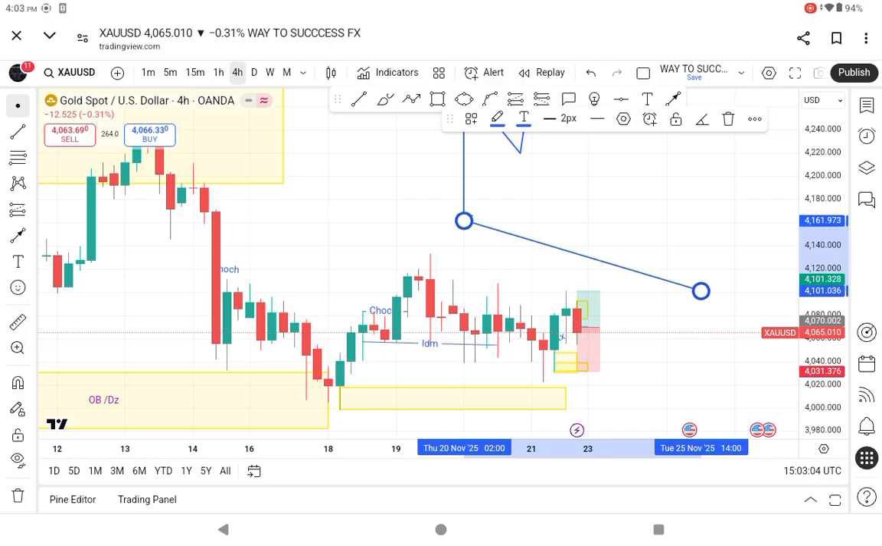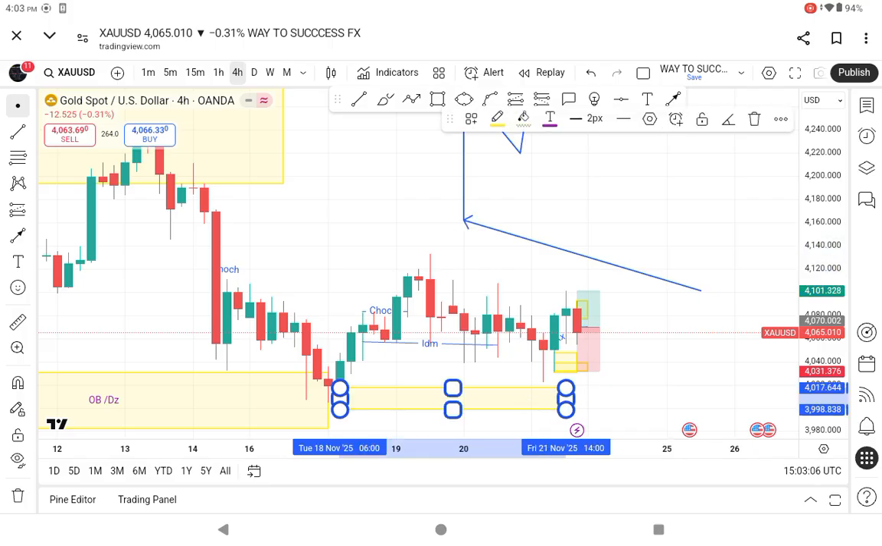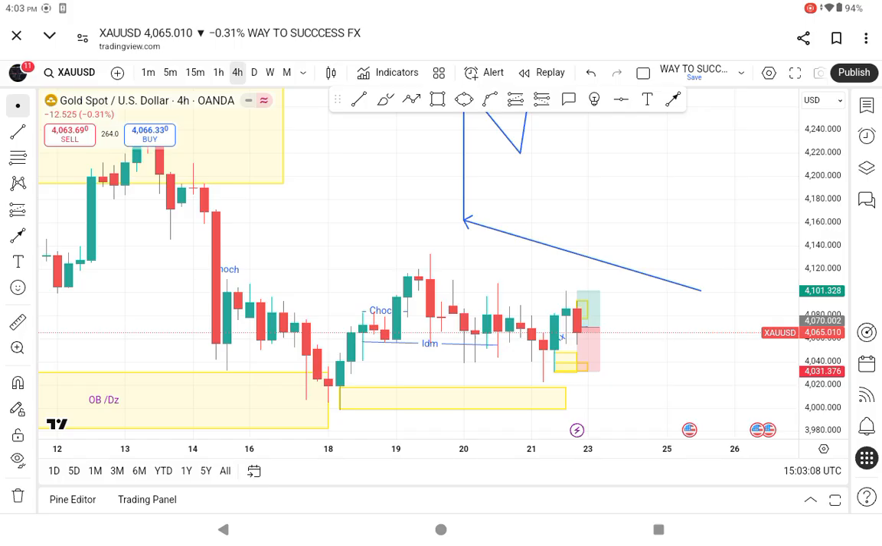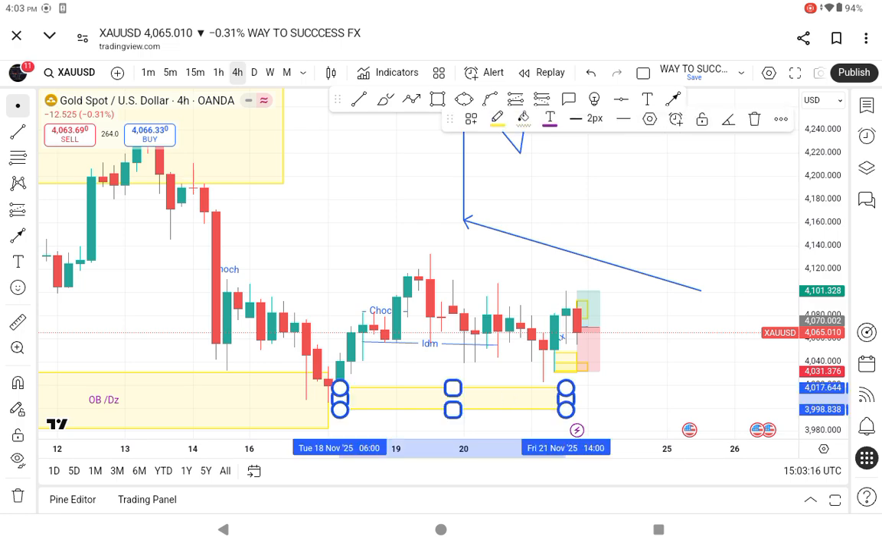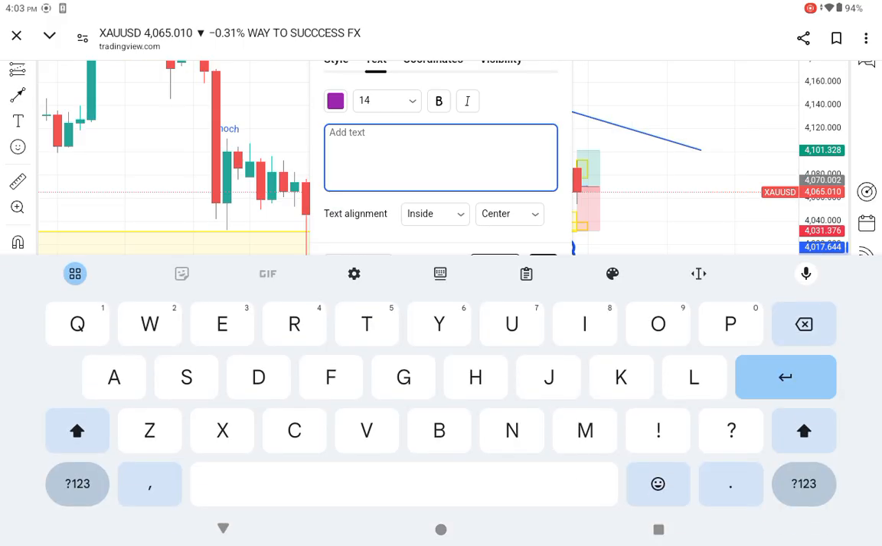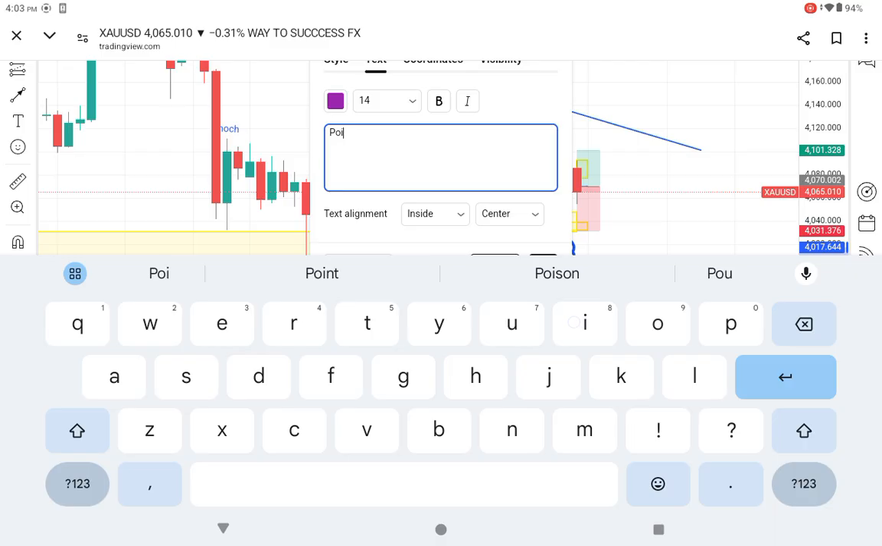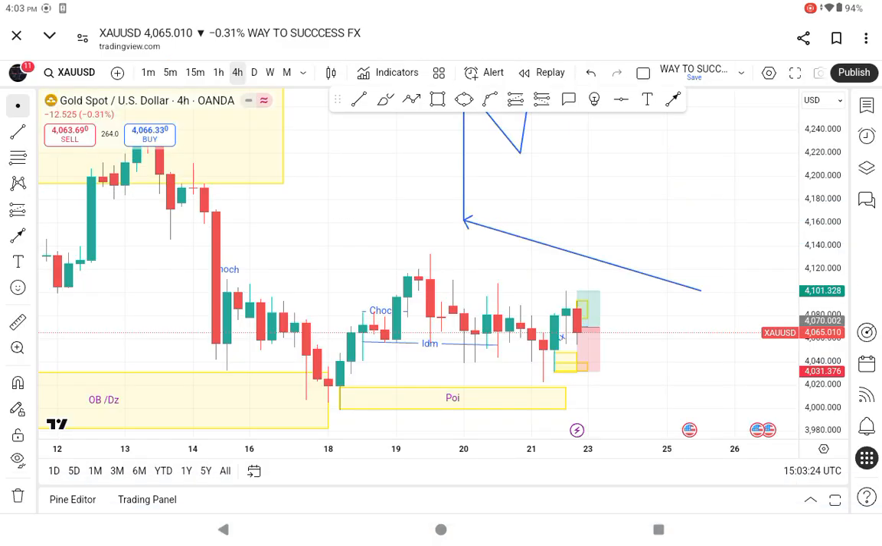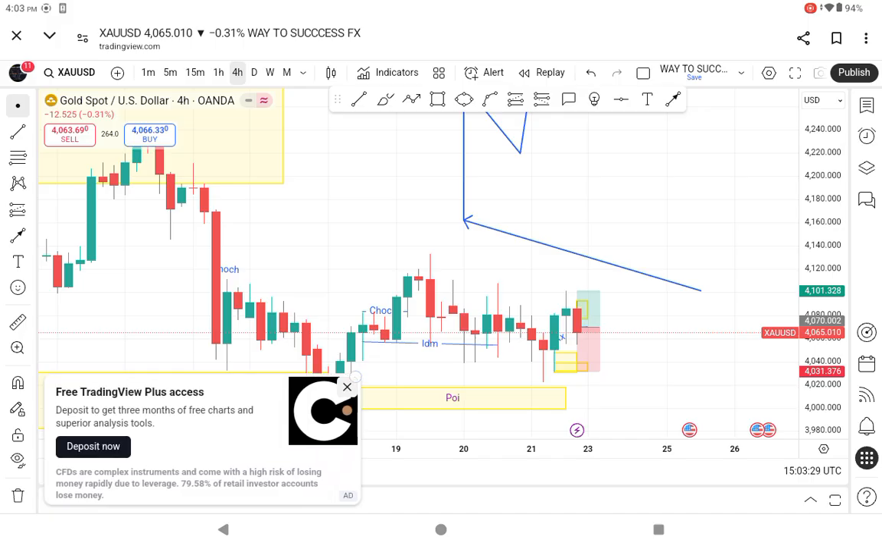But I have this shadow, which is this candle wick here, which I marked out as my POI. This order block, other candle wick, POI. So this level now, I'm waiting for price to come back to.